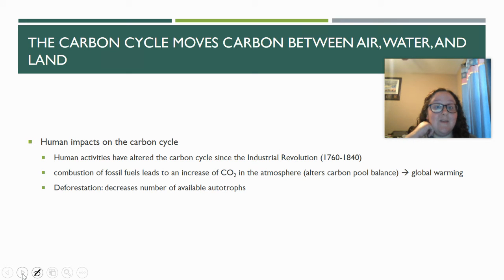Human impacts on the carbon cycle are relatively big since the Industrial Revolution, starting in the late 1700s. The combustion of fossil fuels leads to an increase in CO2 in the atmosphere, which alters the carbon pool balance, which leads to global warming. Humans have also impacted the carbon cycle by deforestation, which is decreasing the number of available autotrophs that can be photosynthesizing.